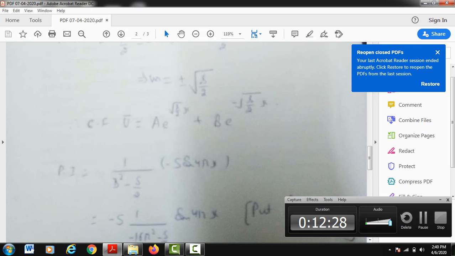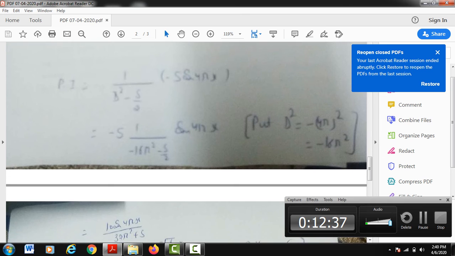So let us find its particular integral, that is 1 upon (D² minus s/2) of minus 5 sin 4πx. I told you the method of how to evaluate the particular integral.